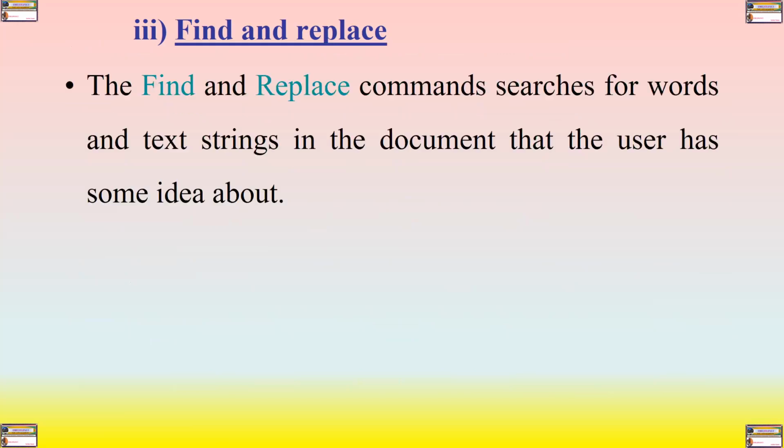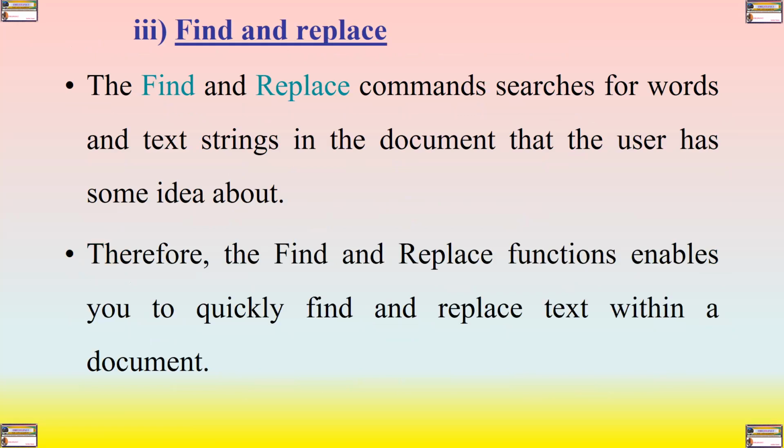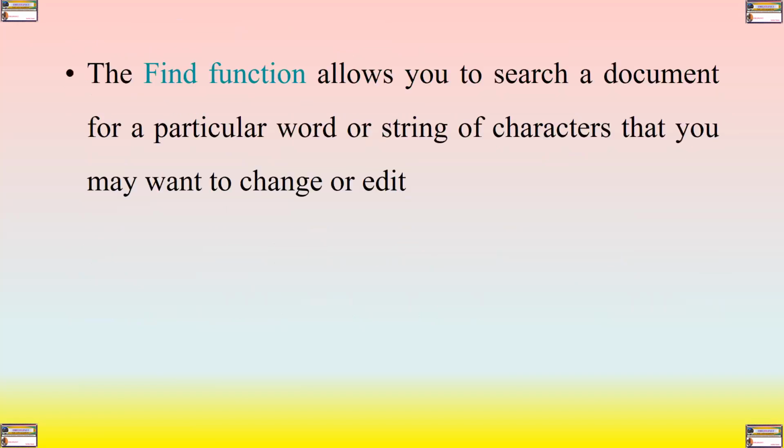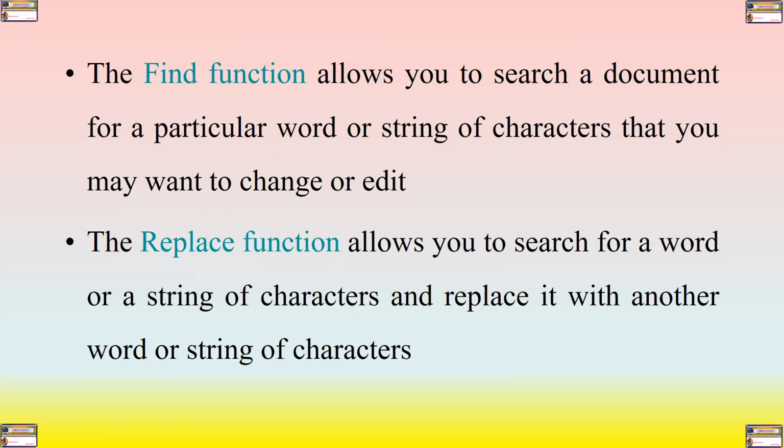The other activity we can do in our document is to find and replace text. The find and replace commands search for words and text strings in the document that the user has some idea about. Therefore, the find and replace functions enable you to quickly find and replace text within a document. The find function allows you to search a document for a particular word or a string of words that you want to change or edit. The replace function allows you to search for a word or a string of characters and replace it with another word or a string of characters.